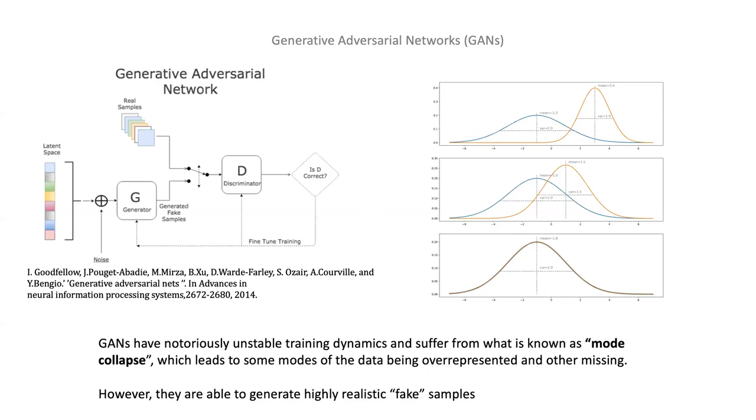Generative adversarial networks are notoriously unstable. They're hard to train. They suffer from what is known as mode collapse, which basically leads to some particular subsets of the data being overrepresented and others missing. However, as many applications, particularly in image processing, have shown, they're able to generate highly realistic fake samples.